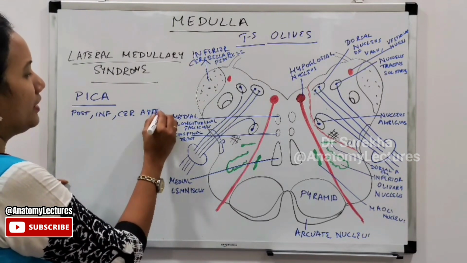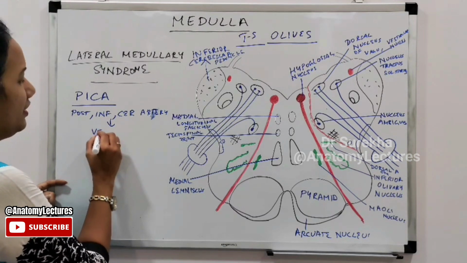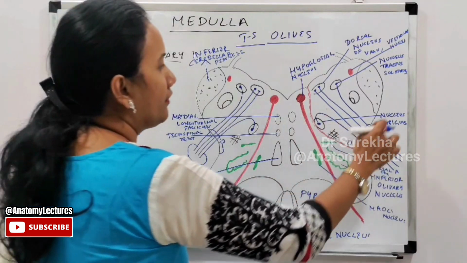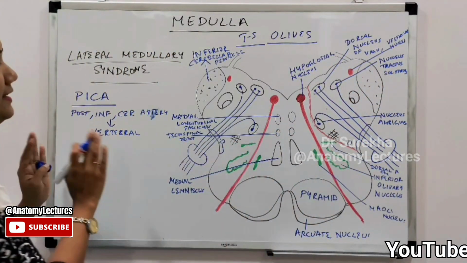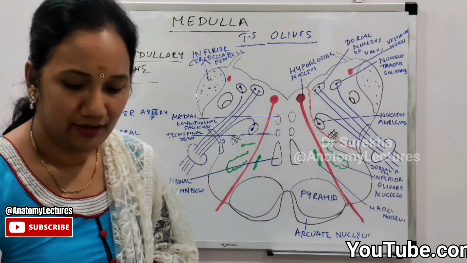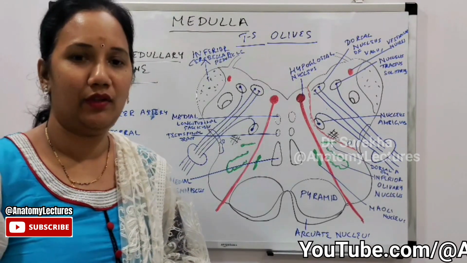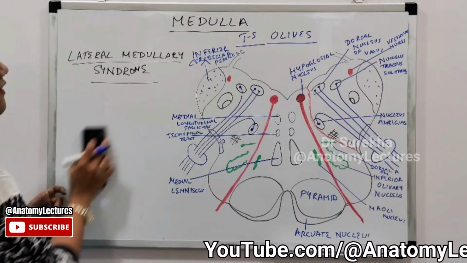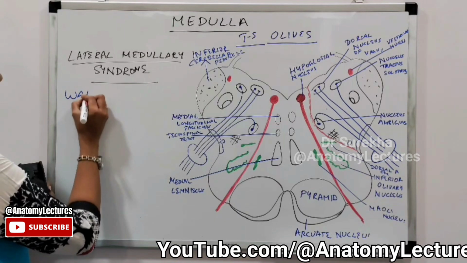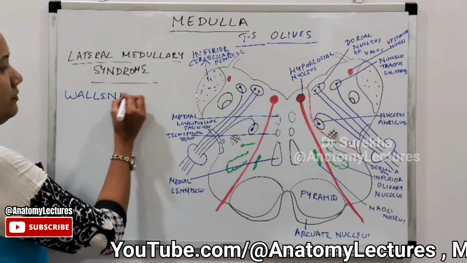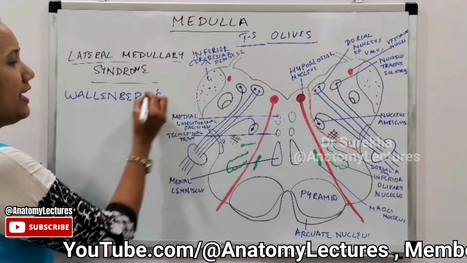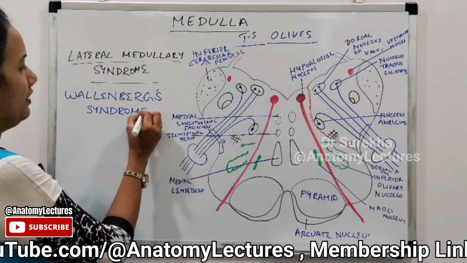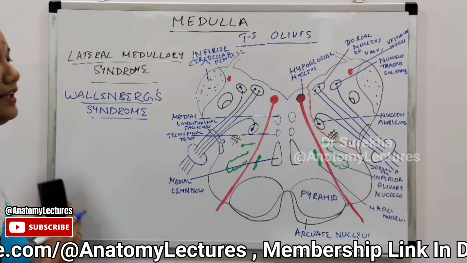So this is generally a branch of the vertebral artery. So this supplies the dorsolateral part of the medulla. So when this artery is blocked, there will be a lateral medullary syndrome. This lateral medullary syndrome is otherwise called Wallenberg syndrome. This is a very frequently asked question in your exams, so try to memorize all these. So it is also called Wallenberg syndrome.